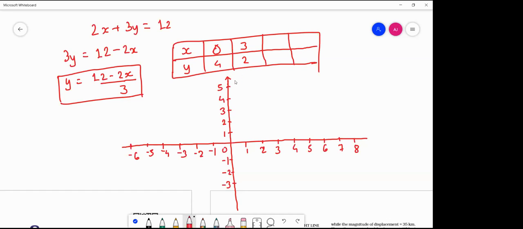Similarly, for x, I can put negative values also. Like if I put minus 3, so it will be 2 into minus 3, minus 6, minus minus plus 6. So 12 plus 6, 18, and 18 upon 3 equal to 6. Okay. So actually to make a line, you always need at least 2 points.